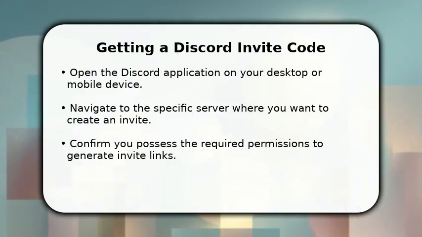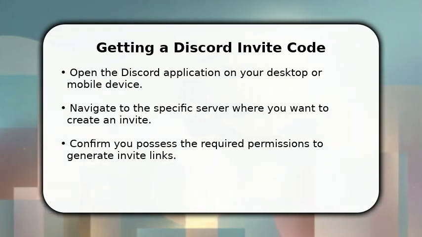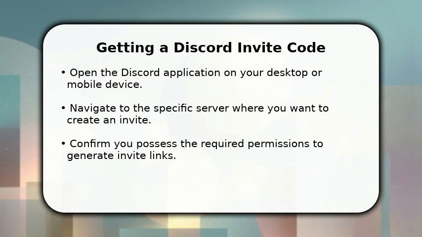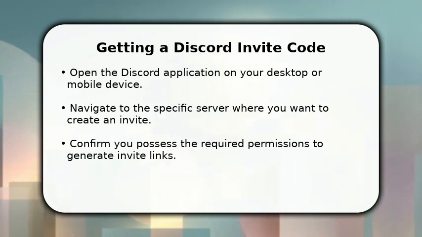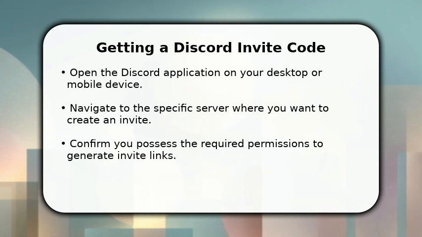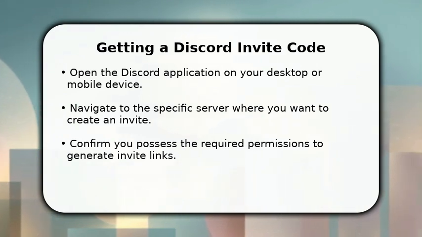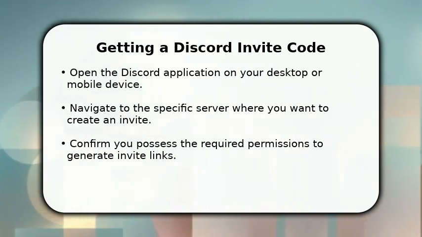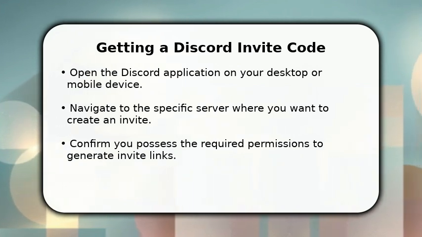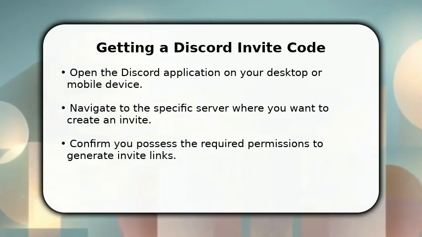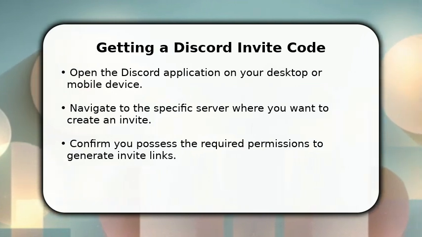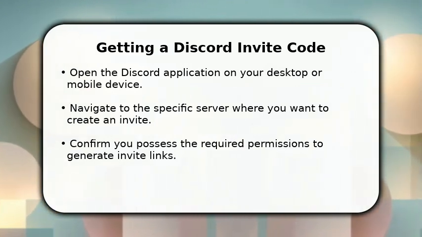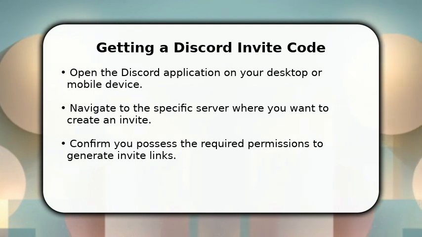In this video, I will show you how to get a Discord invite code. First, launch the Discord application on your computer or mobile device. Once open, locate and enter the specific server for which you intend to create an invite link. It's important to ensure you have the necessary permissions to generate invites within that server. Typically, server owners and administrators have this capability, but it can also be granted to other roles. This initial step is crucial for a smooth process.